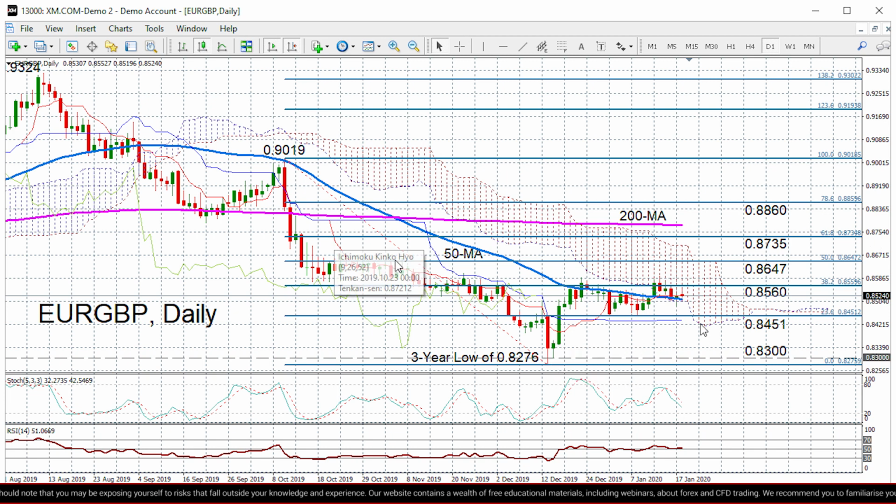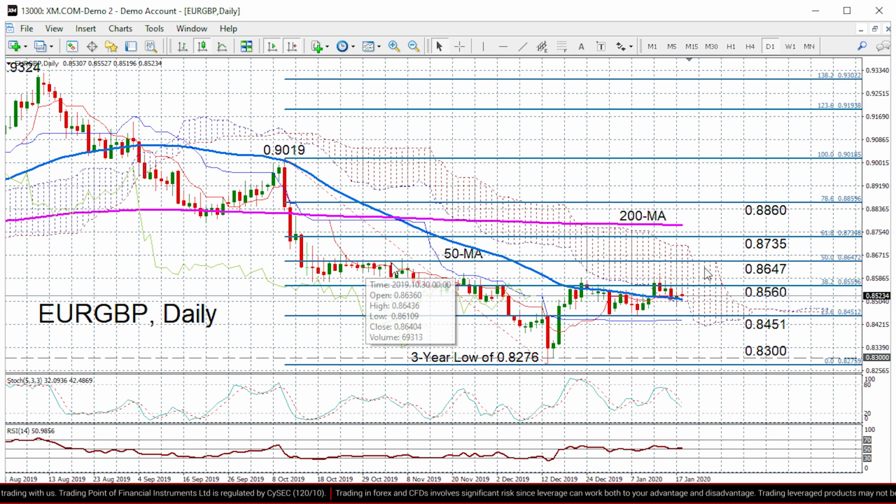If the prices manage to clear the hurdle that we have around the 38.2% Fibonacci at 0.8560, that would give the pair a bit of a boost, and then the pair might be able to challenge the 50% Fibonacci at 0.8647. That's another important resistance barrier. We can see that was a critical resistance area back in October.